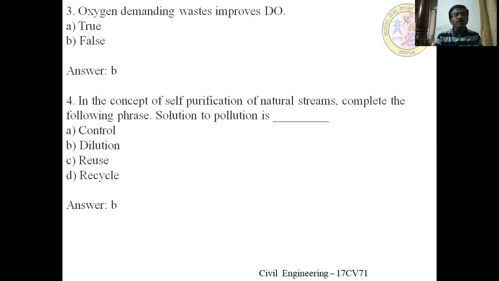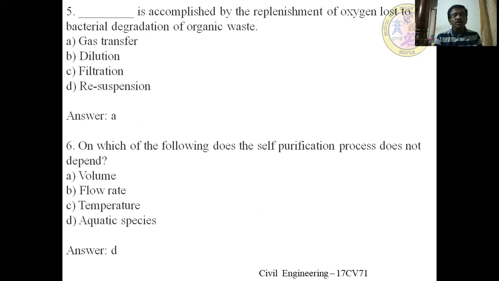Oxygen demanding waste improves DO. It is false. In the concept of self-purification of natural streams, complete the following phrase: solution to the pollution is dilution. Dilution is one of the methods adopted to reduce the concentration of pollution. Dash is accomplished by the replacement of oxygen lost by bacterial degradation of organic waste. It is gas transfer.